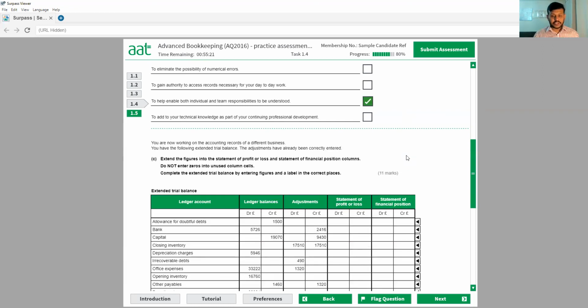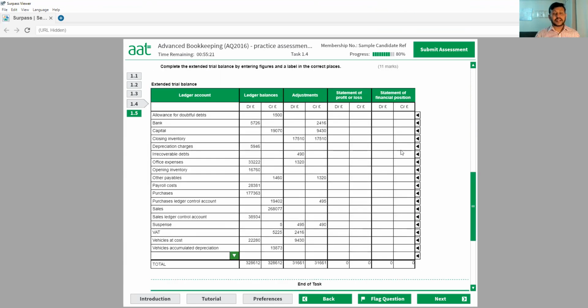Okay, let's do the last question. The last question you're going to see in the exam is the extended trial balance. Definitely you have to practice this question because it gives you easy 11 marks in the exam. It's a very easy question. If you practice a few times, you'll be absolutely fine. Only be careful with the doubtful debt allowance.